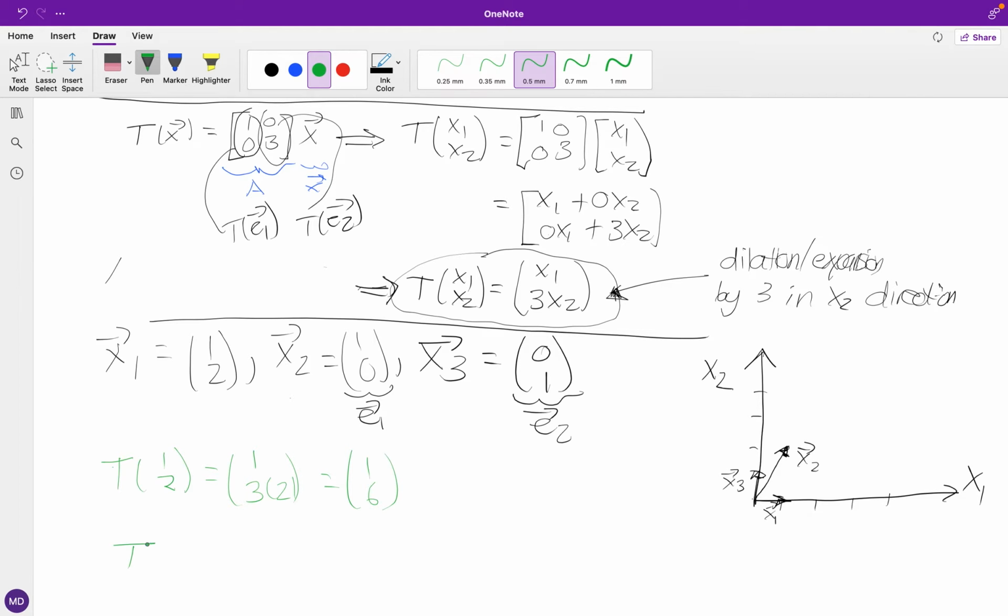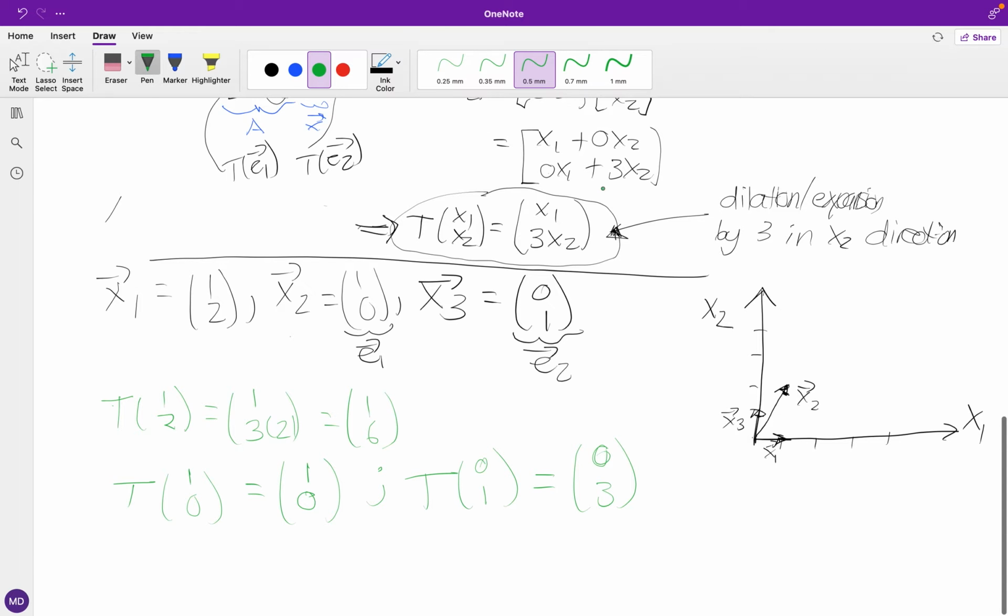If we take the transformation of the vector 1, 0, which is our x2, we will get the x coordinate staying the same, and the y coordinate gets multiplied by 3 based on our transformation here because it's scaled by 3. So this is also still 1, 0. And the transformation of our vector 0, 1, the 0 won't change, but the 1 gets multiplied by 3. So we get the vector 0, 3.